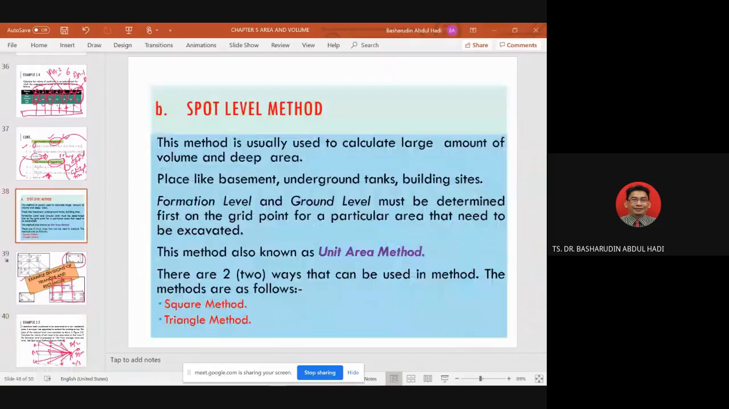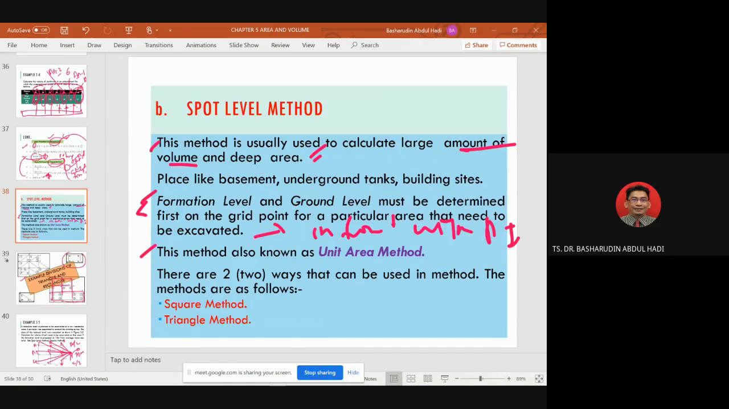Before that, what is the introduction? Spot level method. Number one, this method is usually used to calculate large amount of volume and deep area. Large amount of area and deep area. Places like basement, underground tanks, buildings, or maybe we call it army camp and so on. And formation level and ground level must be determined first on the grid points for a particular area that needs to be executed. You still remember that in front of UiTM Pusat Islam, you set up your grid system. So this is what we determine first and then we go for some inspection, all right?